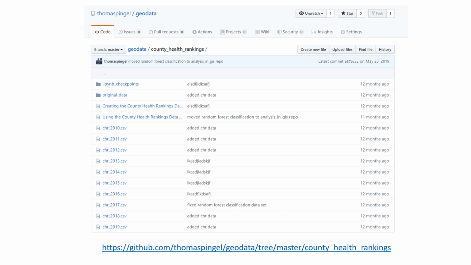If you want to see how this stuff works, all of this is posted to the GeoData repository on GitHub. There's a couple of files in here, one for how they were created. So if you want to see how that data ingestion process worked, it's there. And then there's a second one looking at county health rankings data, and how you can use those data. So a couple of quick helper notebooks moving forward.